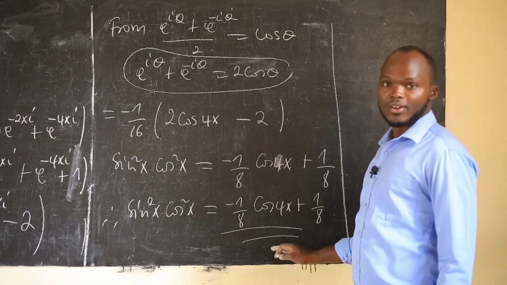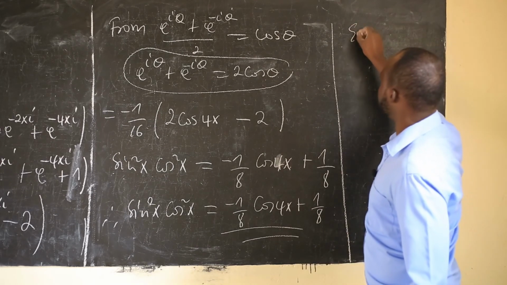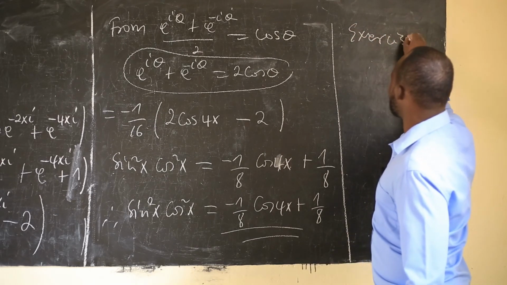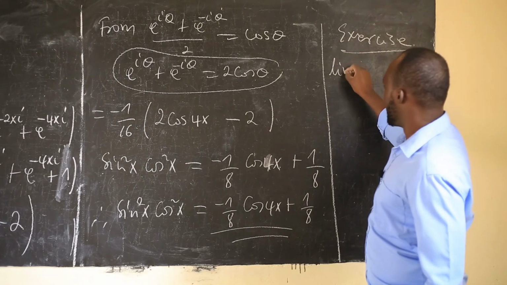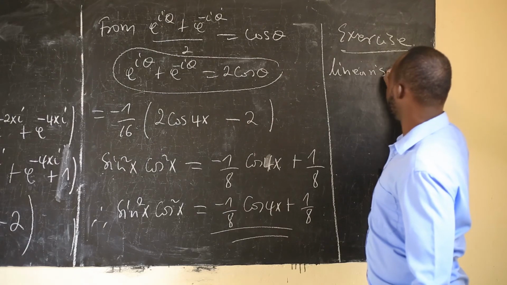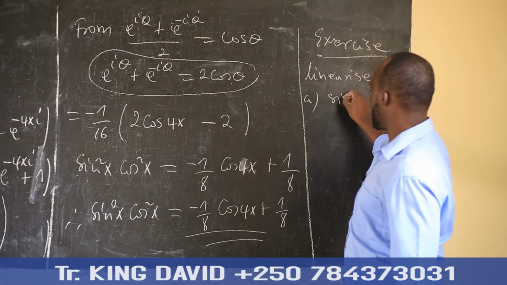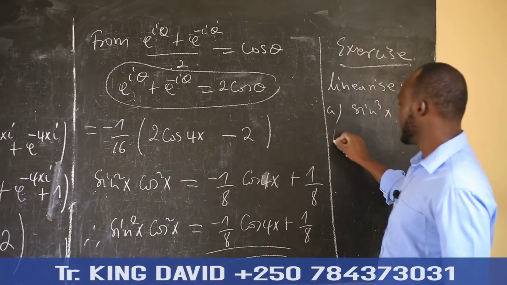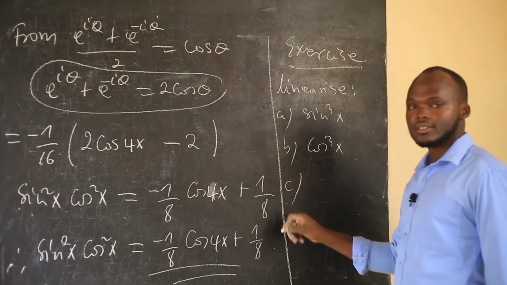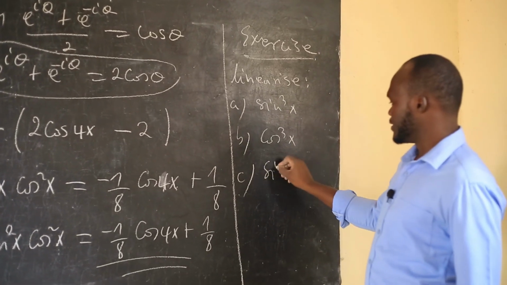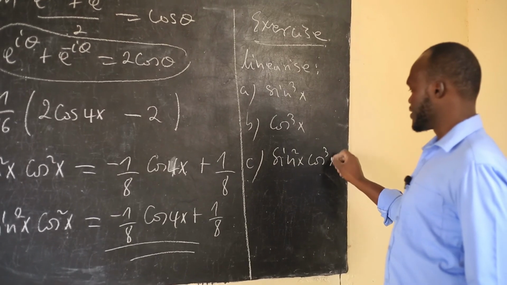I hope there is no any question. Let me give you an exercise. Exercise, we have to linearize A, sine power 3x, B, cos power 3x, C, sine squared x cos power 3x.